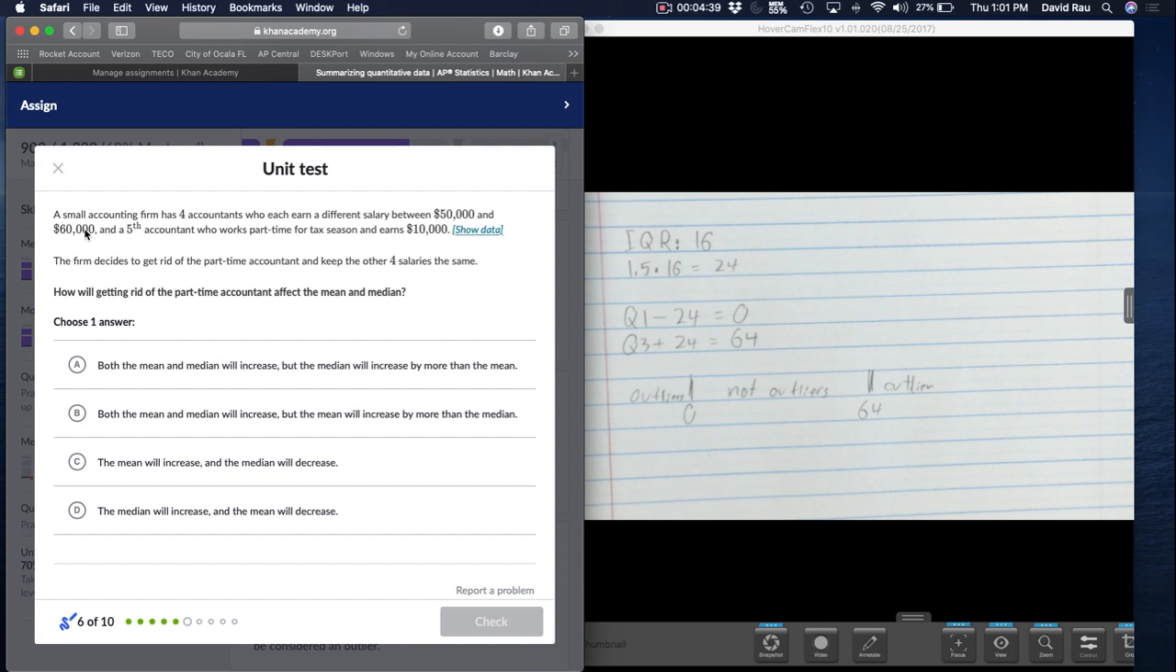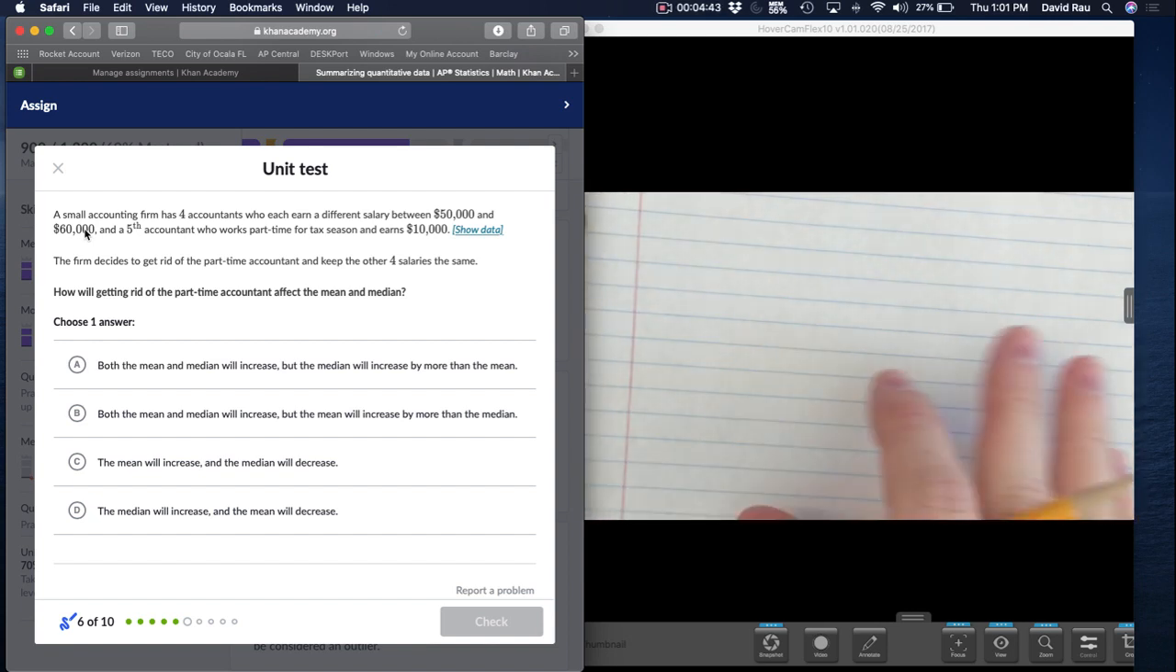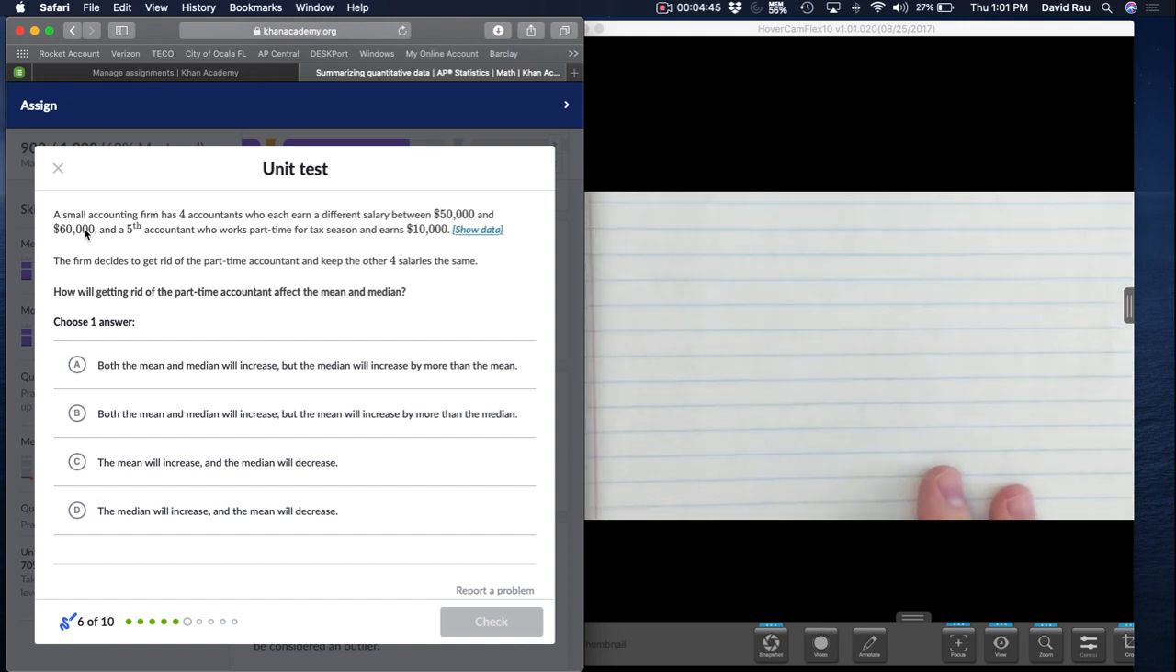All right. Up next, it says a small accounting firm has 4 accountants who each earn a different salary between $50,000 and $60,000, and a 5th accountant who works part-time and earns $10,000. The firm decides to get rid of the part-time accountant and keep the other 4. How will getting rid of the part-time accountant affect the mean and median?